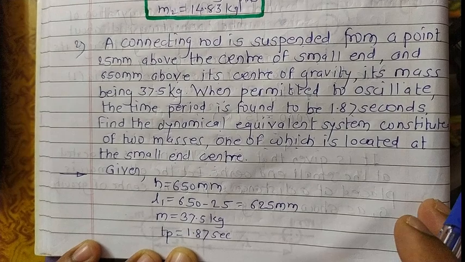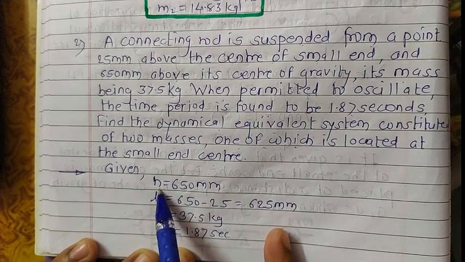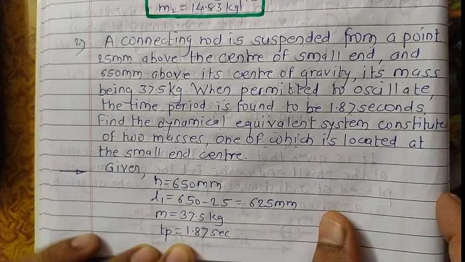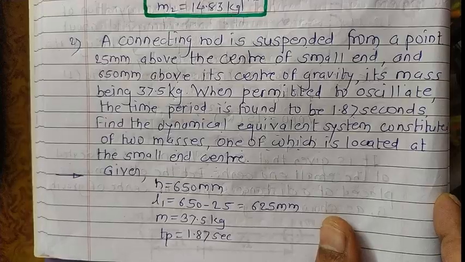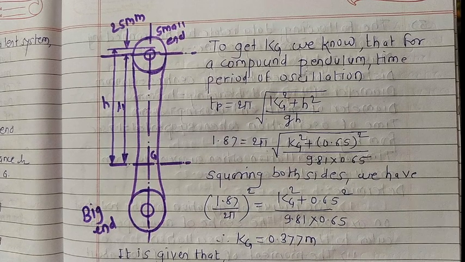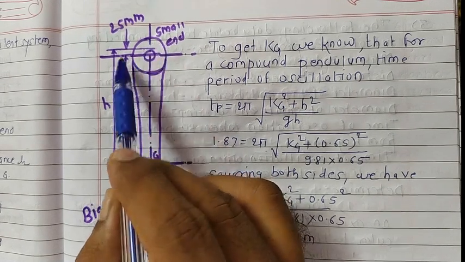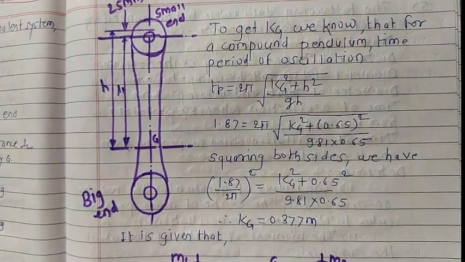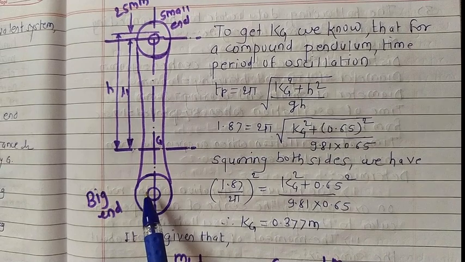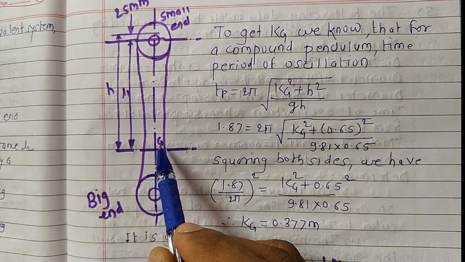So what about the information given? Here the h value is given. To get a clear idea about this, just focus on the diagram. First of all you have to write the given data as well as simultaneously draw the diagram. This indicates the small end of the connecting rod, this indicates the big end, and G is the location of the center of gravity point.